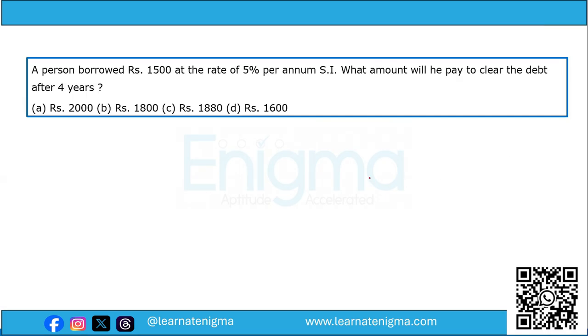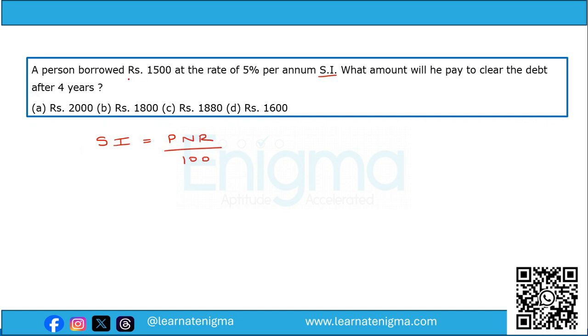A person borrowed rupees 1,500 at the rate of 5% per annum, simple interest. What amount will he pay to clear the debt after 4 years? Now, it is given here simple interest. So we'll use the formula for simple interest, which is PNR upon 100.